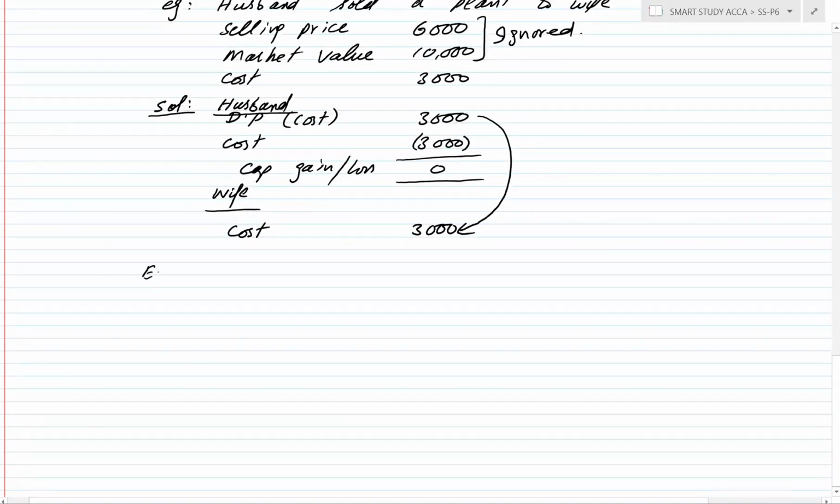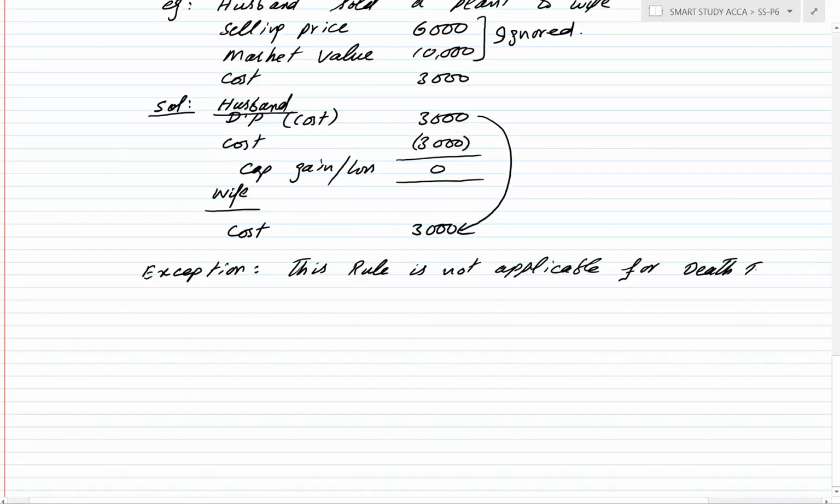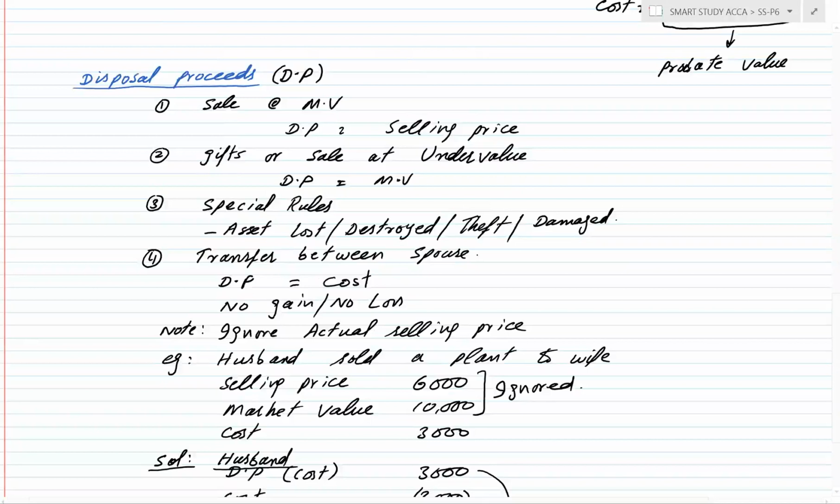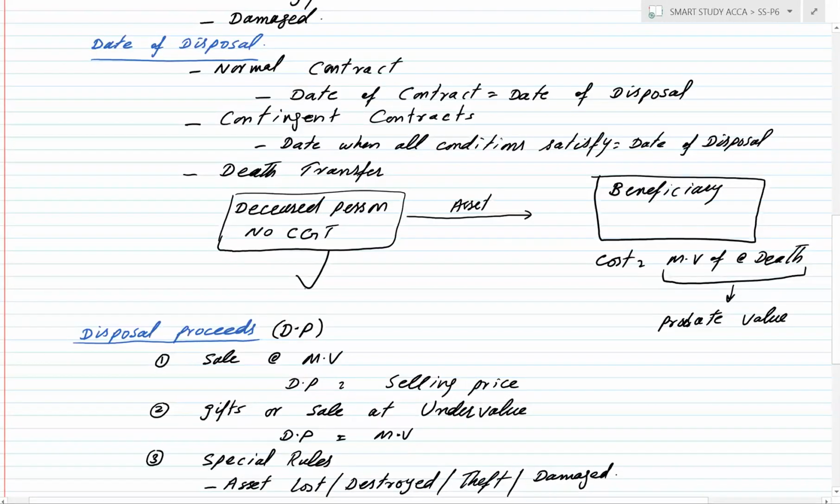Finally, there is an exception. This rule is not applicable for death transfers. Suppose if husband has died and he has transferred his asset to wife on death, in that case, cost will be probate value.